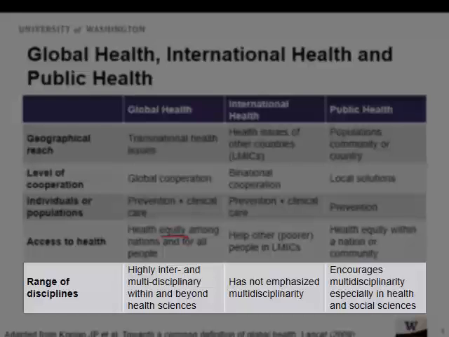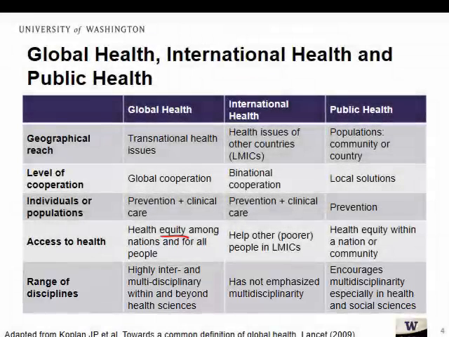Public health is also multidisciplinary, especially between health sciences and social sciences. But international health has not emphasized multidisciplinary collaboration. So if you read this table, you can get a flavor of what global health means, but there's no consensus out there.